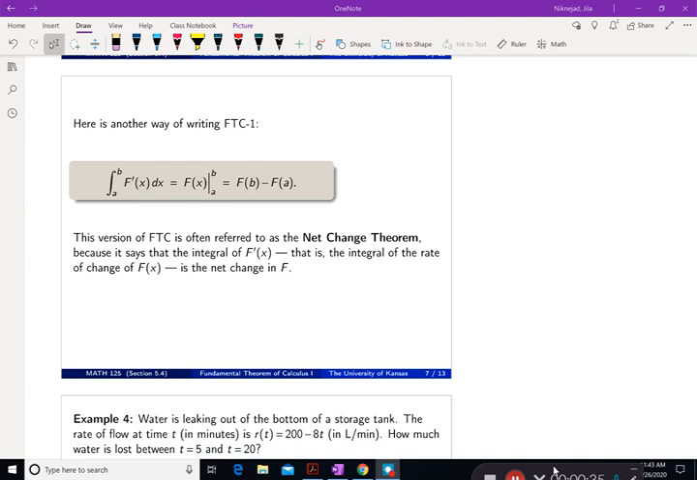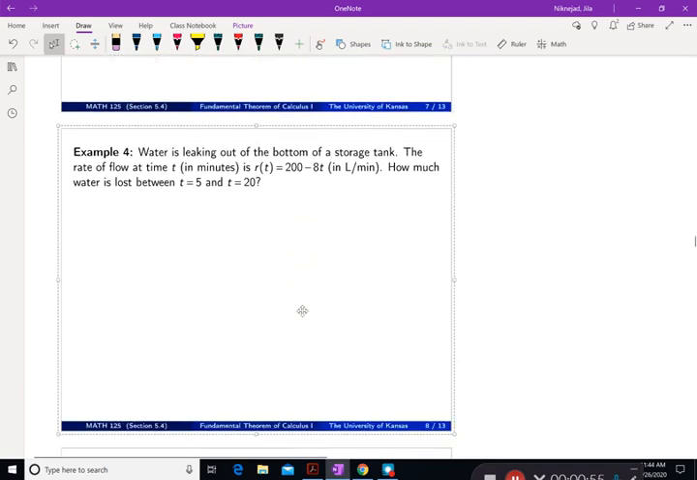So this basically is telling me if I take the integral between a and b of the rate of change of f, then it tells me the net change between point a to b in f. And this is very useful, and let's see an example of it.